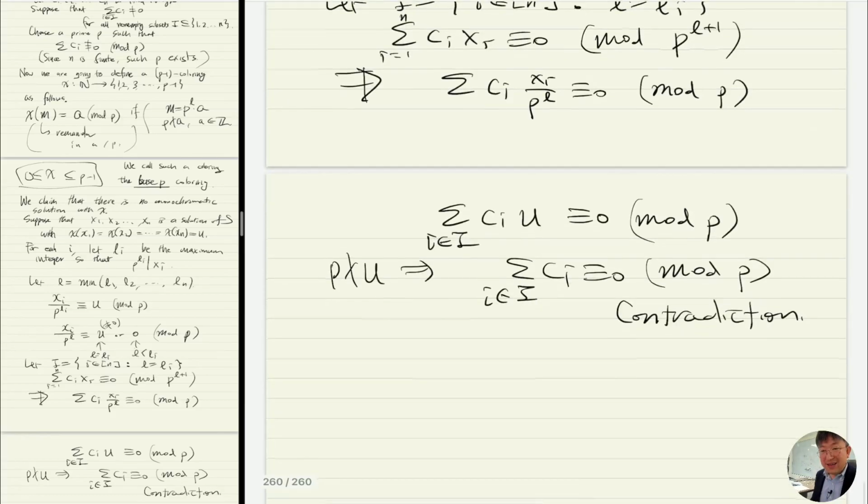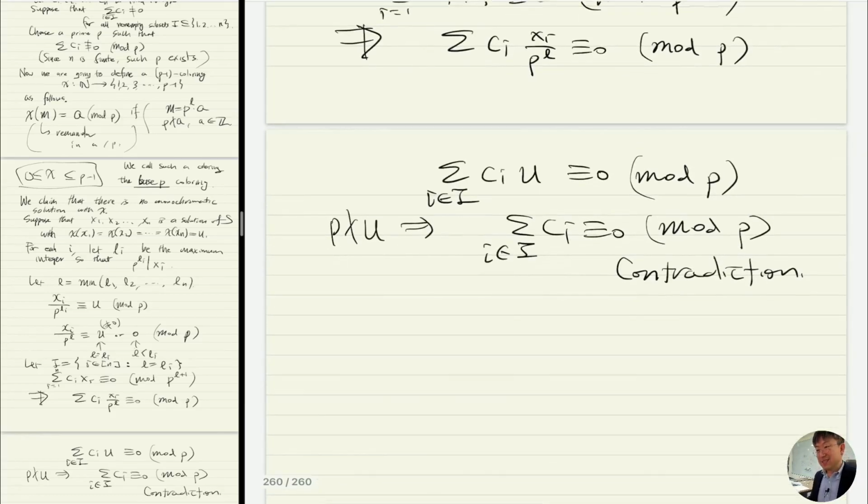All right. So that's the proof for the forward direction. Now let's prove the backward direction.